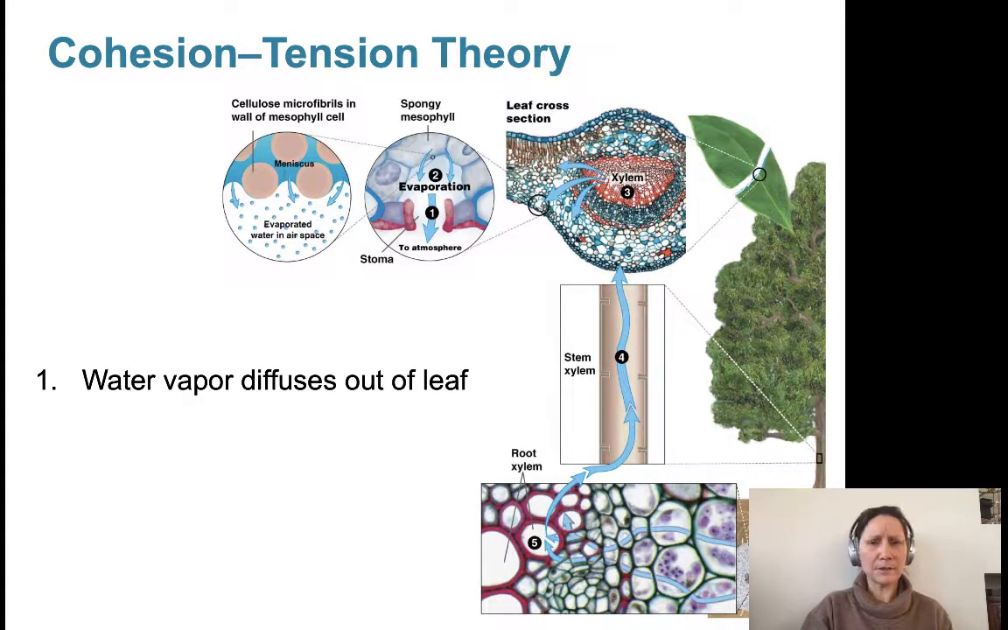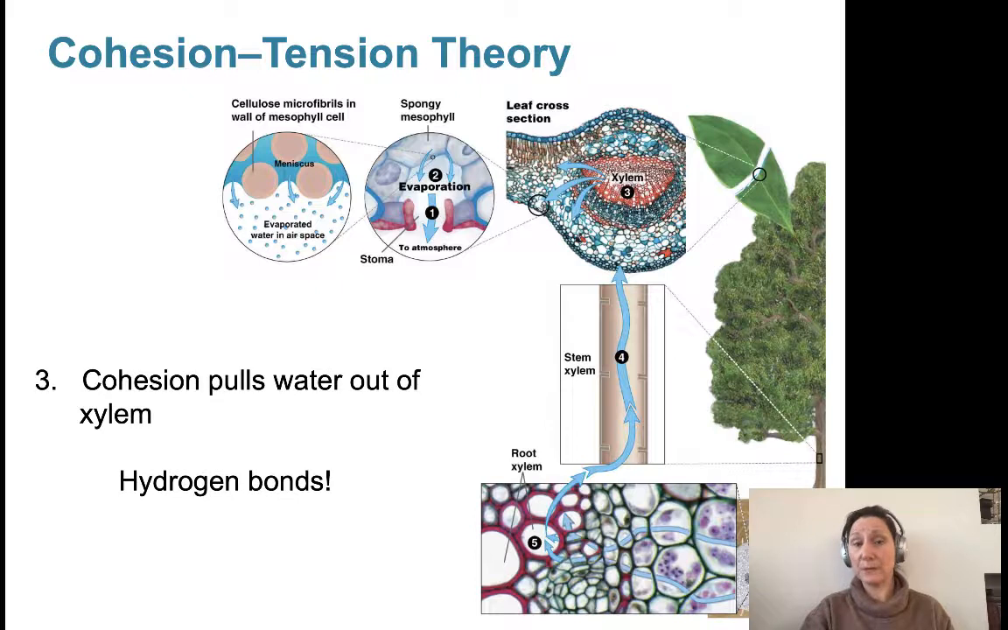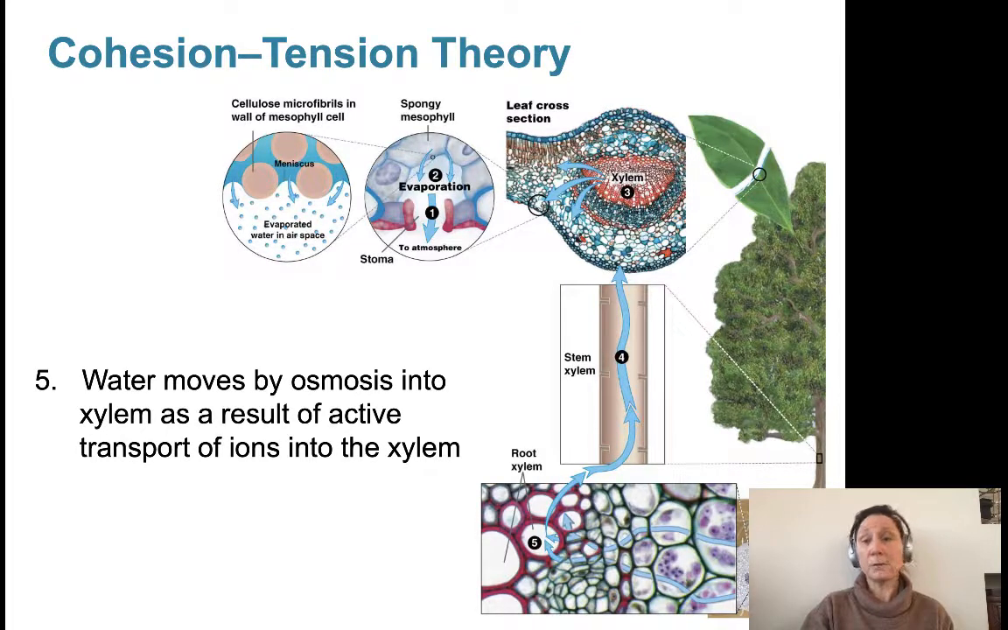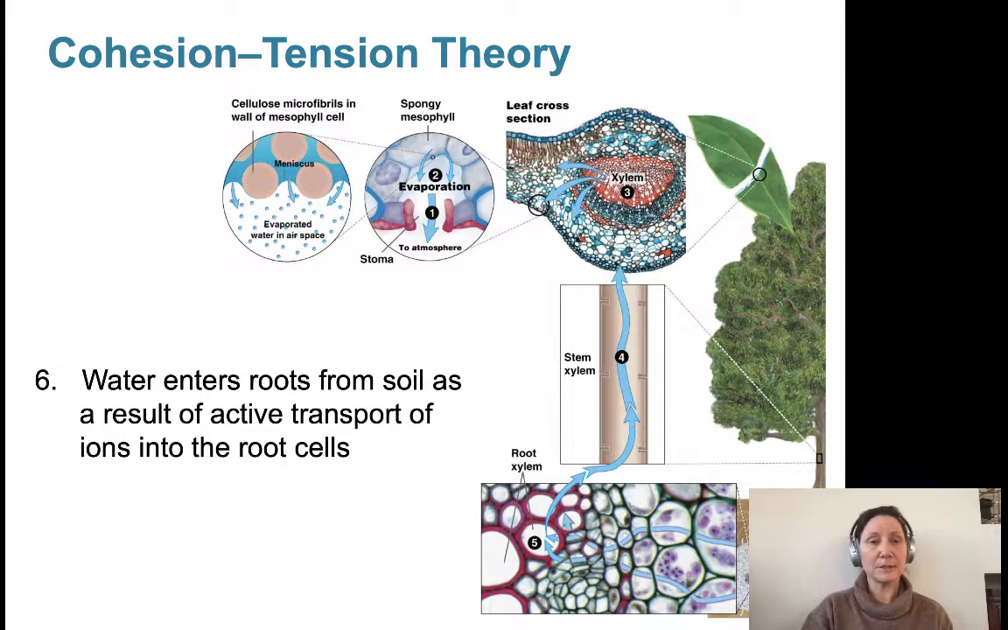So I'm going to run through this in these slides. Water vapor diffuses out of the leaf. It evaporates within the leaf. So again, both are forces that would then pull water out of the xylem. Water is going to move by osmosis into the xylem as a result of active transport of ions into the xylem. So it's going to get in that way too. And then water will enter the roots from the soil as a result of active transport of ions.